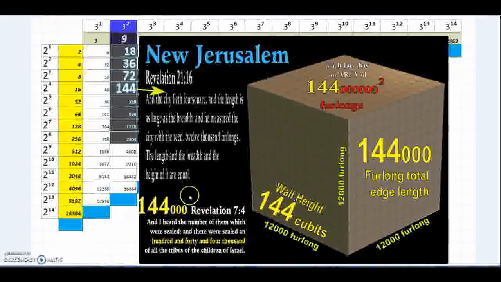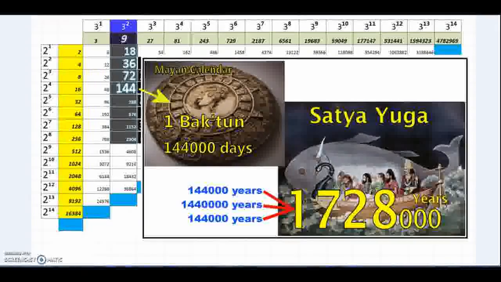But 144 will also appear elsewhere, like for instance the 144,000. So 12 tribes, 12,000 each tribe, 144,000. You'll see other references to it. Very important number. For instance, the Mayan calendar, one Baktun, 144,000 days. The Satya Yuga, 144,000 years, the entry point. Then we have the middle piece, and then the exit part of that, 144.